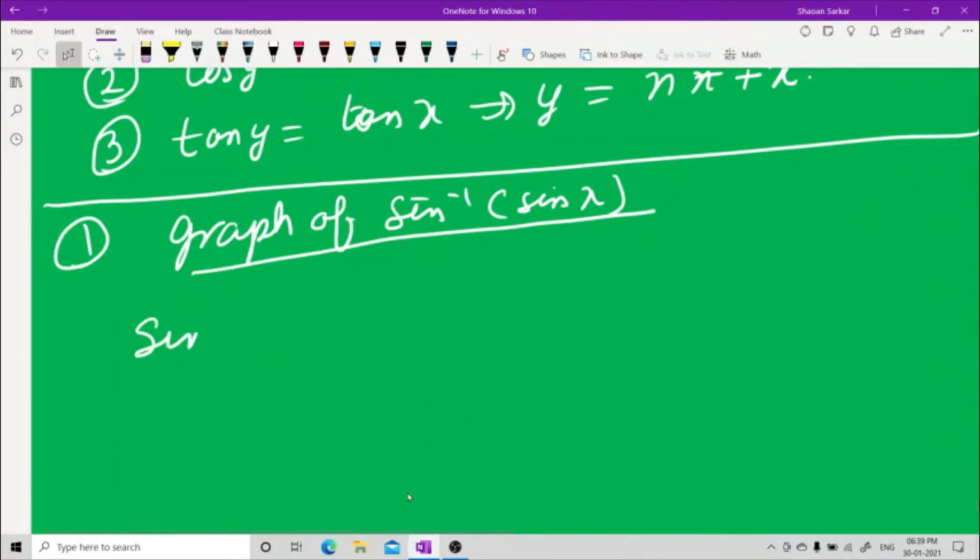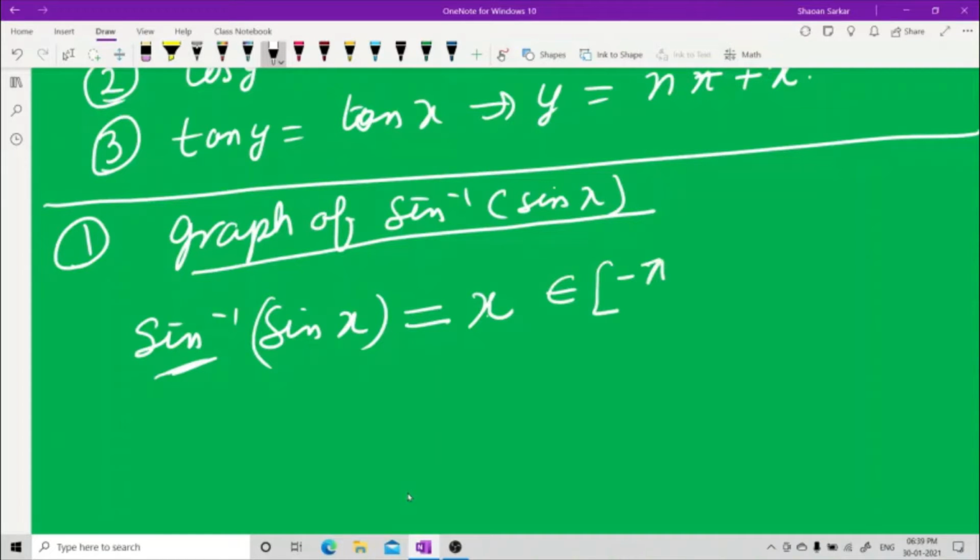Listen to one thing. Here, sin inverse sin x, because it is an inverse function, it is a one-one function, therefore this function is one-one. So this will give me basically x, and this x will lie in the closed interval minus π/2 to plus π/2.